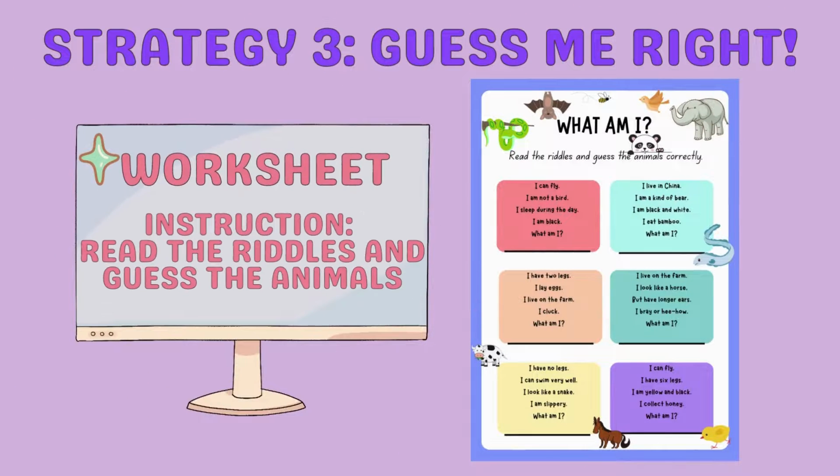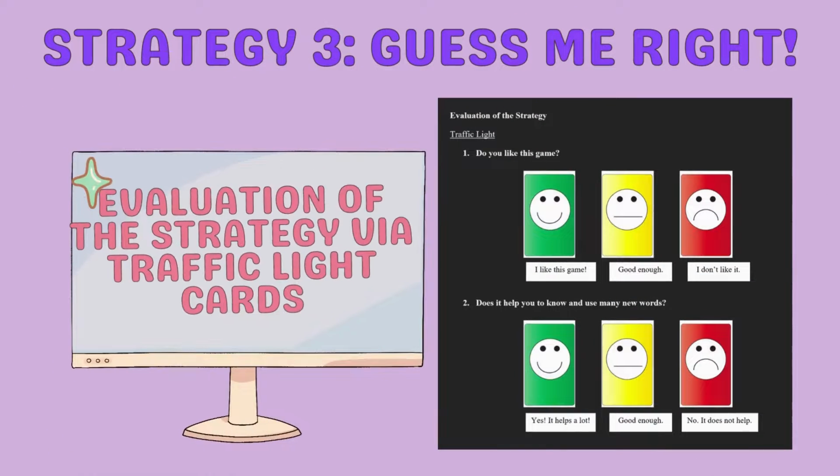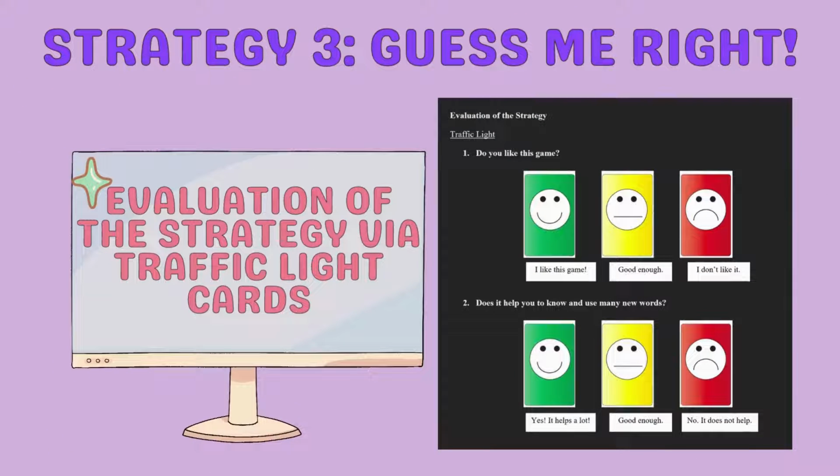Next is the example of the worksheet that can be given as a reinforcement activity for the pupils. The worksheet is about guessing the animals based on the riddles written. And lastly, one of the evaluations that could be done for this strategy is traffic light cards.